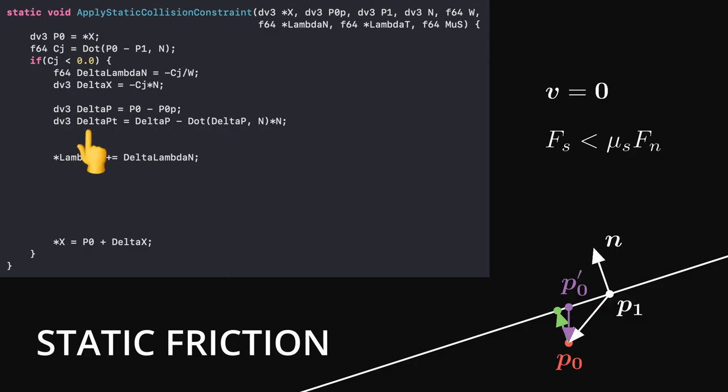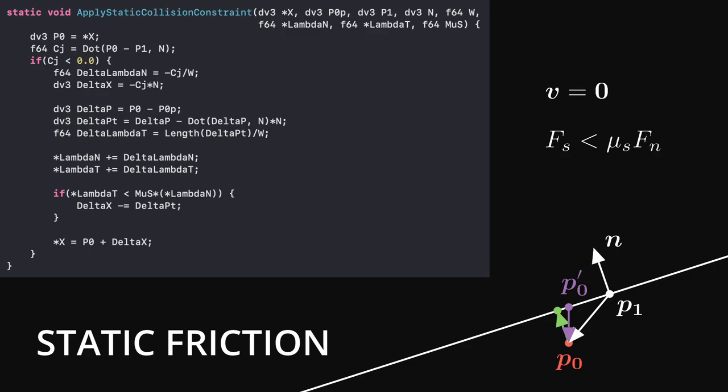This way we get the tangential motion vector, which would point from P0 prime to this point. Delta lambda is then the length of this vector divided by the inverse mass, similar to the collision constraint. The condition for static friction is that the tangential force is smaller than mu s times the normal force. Maybe you remember from my second episode that the lambda variables are proportional to the force values, so we can just use them to check this condition. If it is true, we can reset the tangential motion.